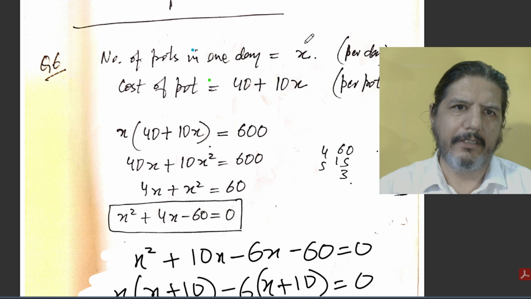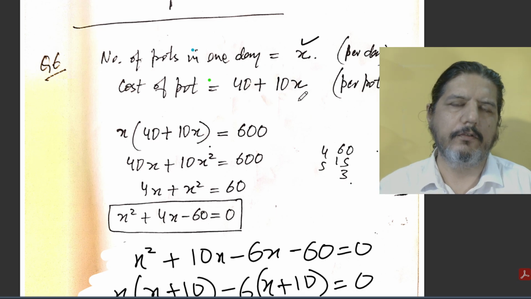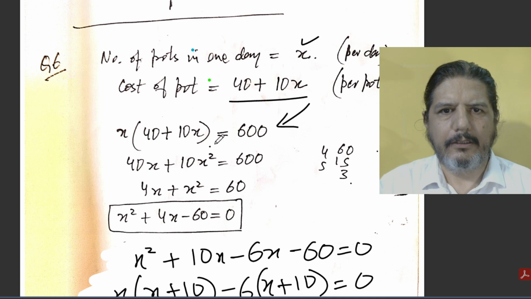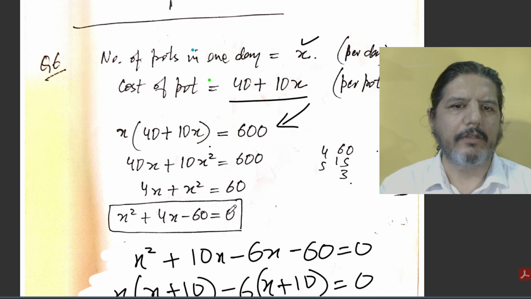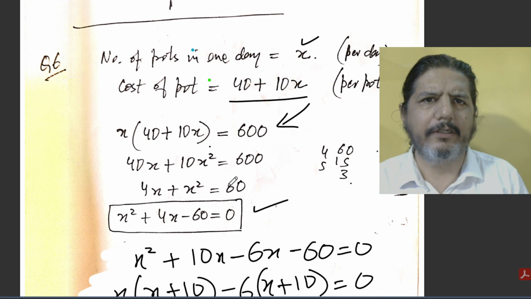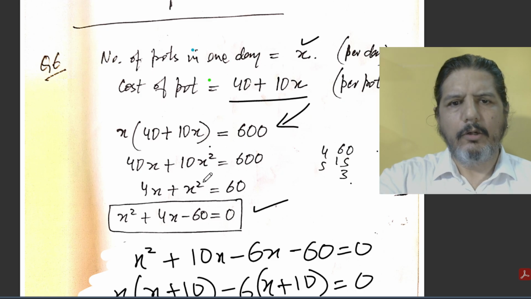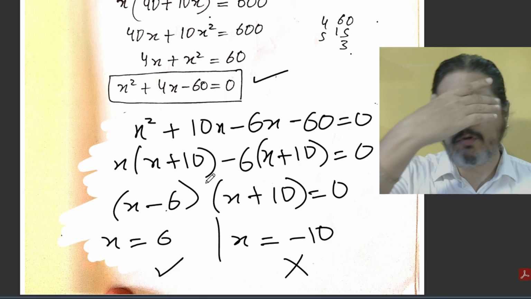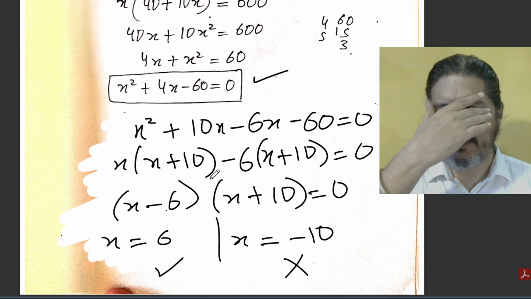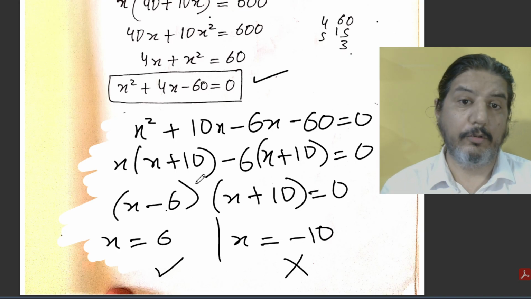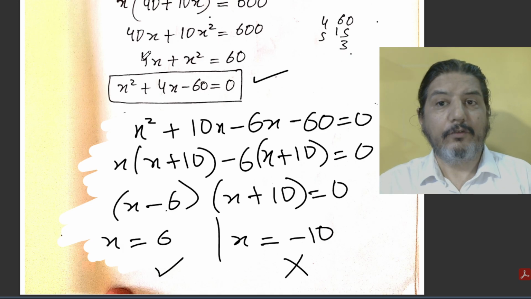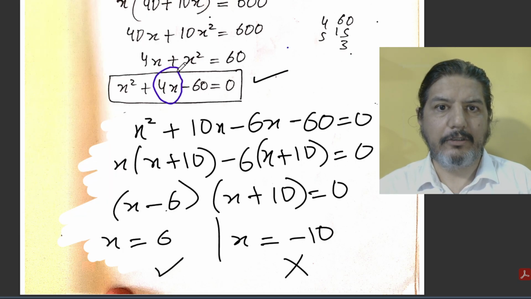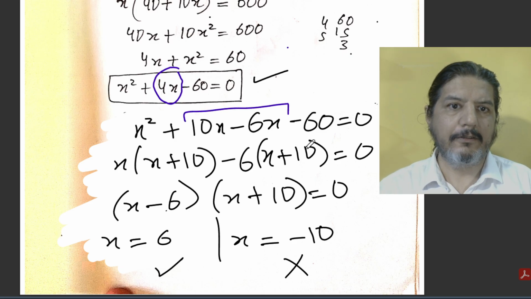So number of pots in one day is equal to x. Cost of a pot is 40 plus 10x, and this is how we'll make the equation: x square plus 4x minus 60 is equal to 0. So you can look at the steps, easy steps. Now most of these word problems can be solved by splitting the middle term. It is very easy, so try to do it on your own. This 4x can be split as 10x minus 6x.